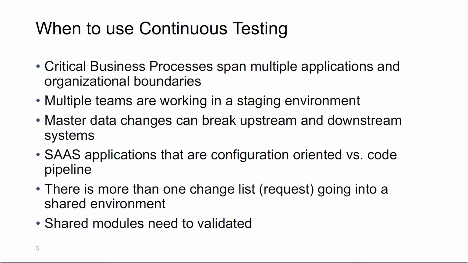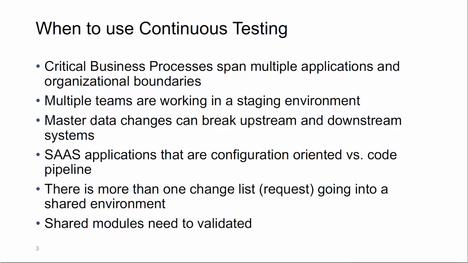Okay, many of our SaaS applications are more configuration oriented versus code pipeline oriented. So you look at HR modules, and you're changing holiday pay. That's not changing things at the code level. What you're doing is you're configuring them, right? So this is really good for continuous testing because you don't know exactly where the changes are, so you want to do that on a regular basis.